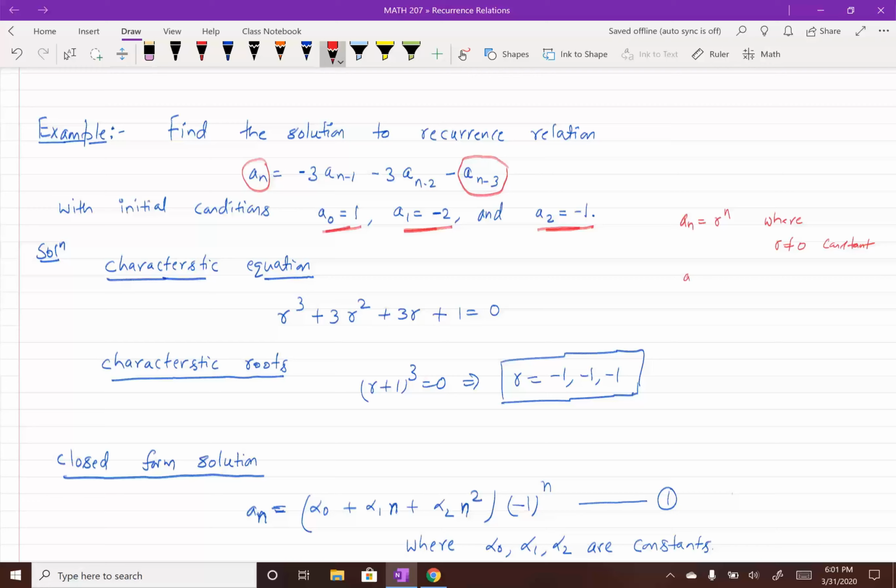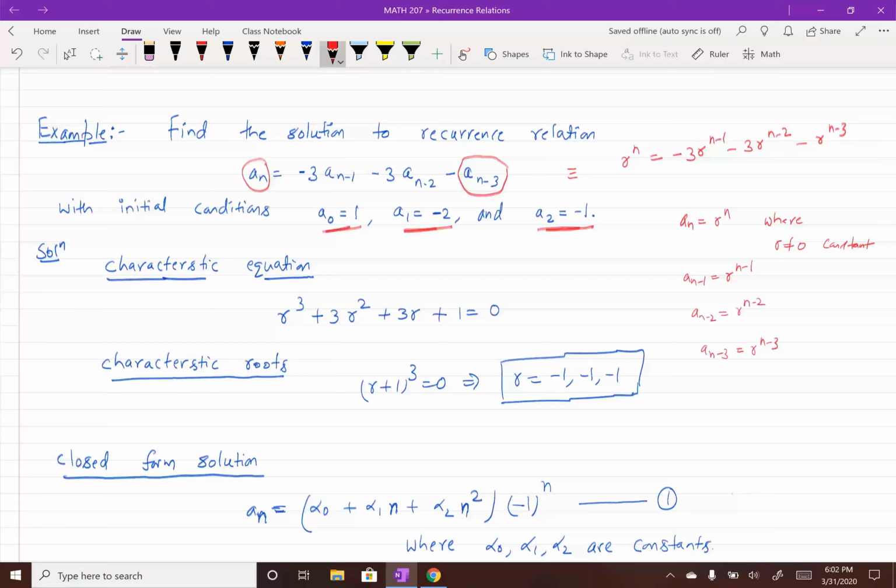And similarly you can write a of n minus 1 is going to be equal to r to the power n minus 1, a of n minus 2 is going to be equal to r to the power n minus 2, and a of n minus 3 is going to be equal to r to the power n minus 3. And when you substitute the values of a of n minus 1, n minus 2, n minus 3 into your given recurrence relation, then this side can be written as r to the power n, this side will be your minus 3 r to the power n minus 1, minus 3 r to the power n minus 2, and minus r to the power n minus 3.